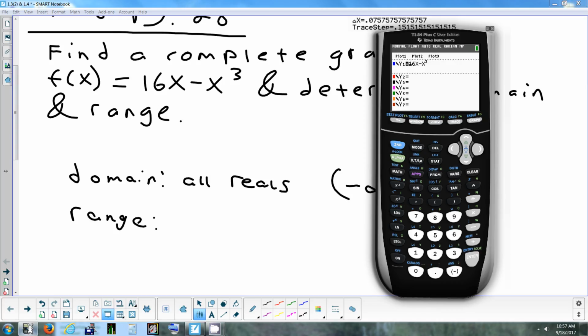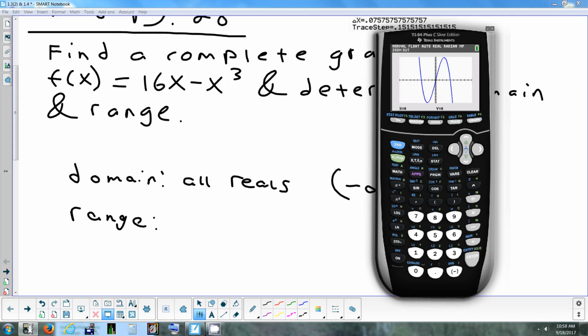Okay, range, when you look at range, that's how high and low the graph goes. How high and low is this graph going to go? Any guess? We're only looking at negative 25 to 25, so we know it goes at least that high and low. Yeah. It's going to go infinite in both directions. Yeah, it's going to go up and down forever.